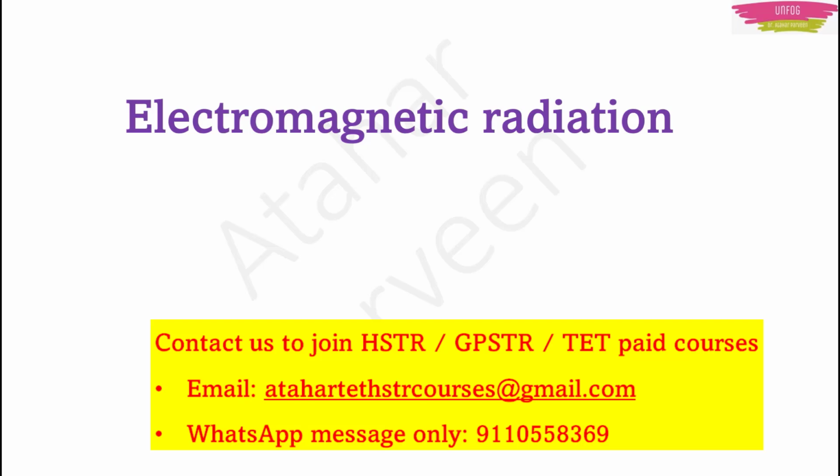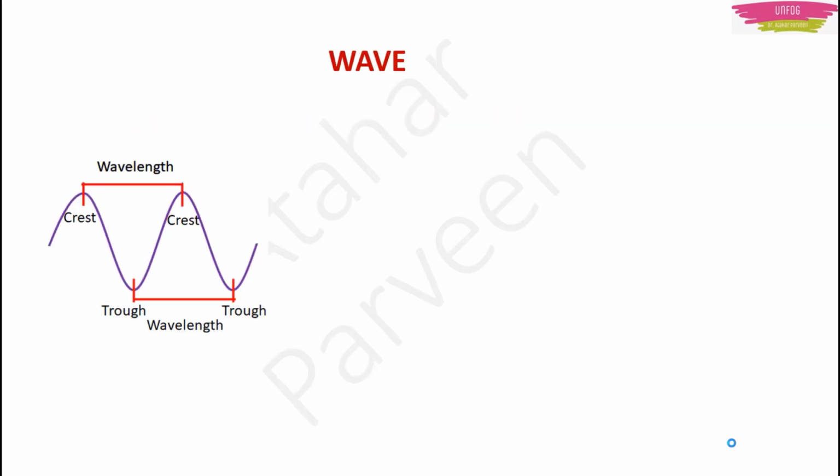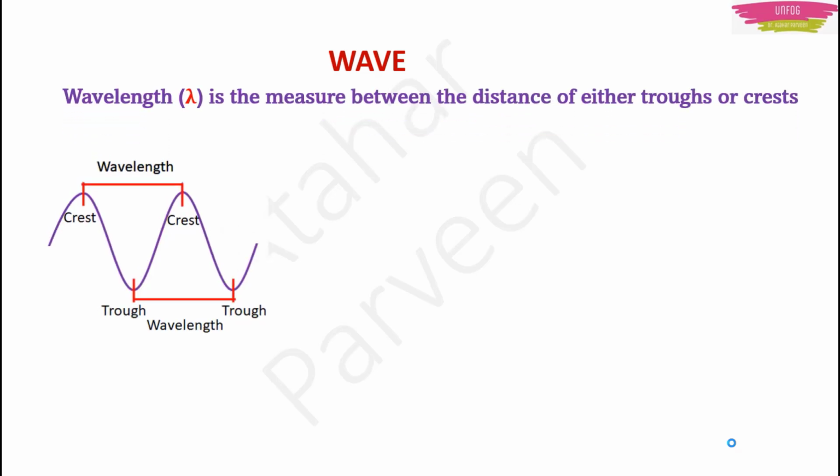Now let's talk about the light wave. A light wave looks like this. It will have a crest, it will have a trough, and that light wave will have a wavelength, and also it will have energy. First, let's talk about wavelength. What is wavelength? Wavelength is the measure of the distance between 2 troughs or 2 crests. This is one definition for wavelength.